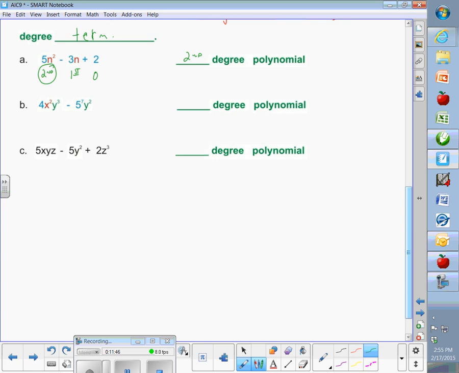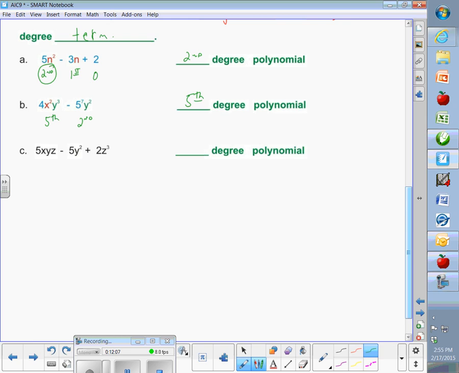So the first term is fifth, right? 2 plus 3 is 5. And the second term, be careful, is second, not ninth. We do not count the 7. We don't count exponents of coefficients of numbers, only of variables. Therefore, this is a 5th degree polynomial.